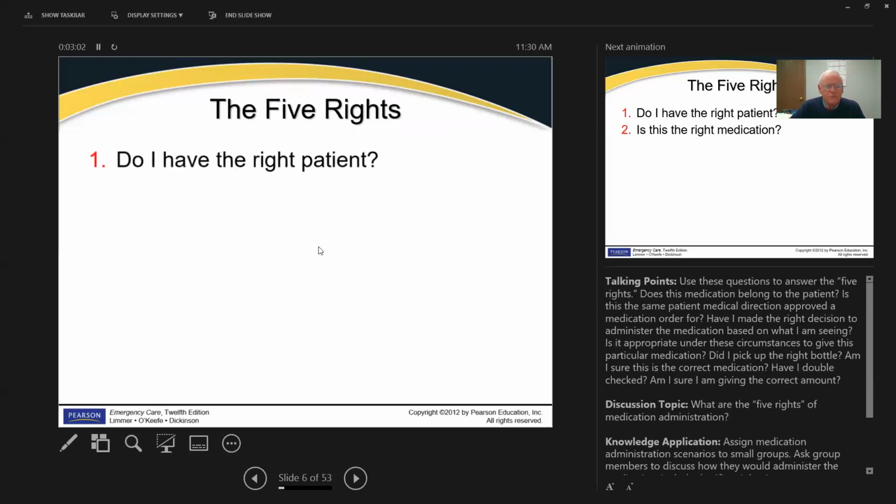So the 5 rights: is this the right patient? Okay, that seems kind of obvious because you have a patient in front of you, but is it the right patient for that medication? Okay, is the medication that we have the correct medication for the situation that the patient is in? Okay, I'll give you an example.